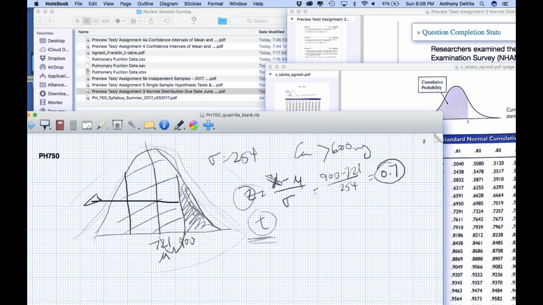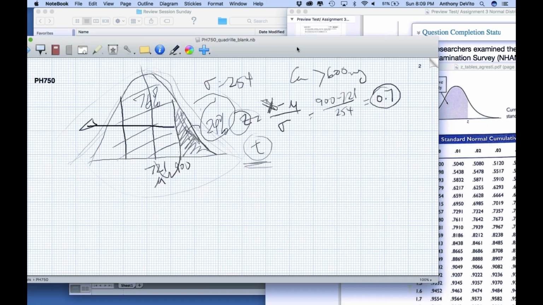So if I go back here, this represents 76% of the distribution. And so that means that we're left with 24% of the distribution that's above an intake of 900 milligrams per whatever, per month or day or whatever.